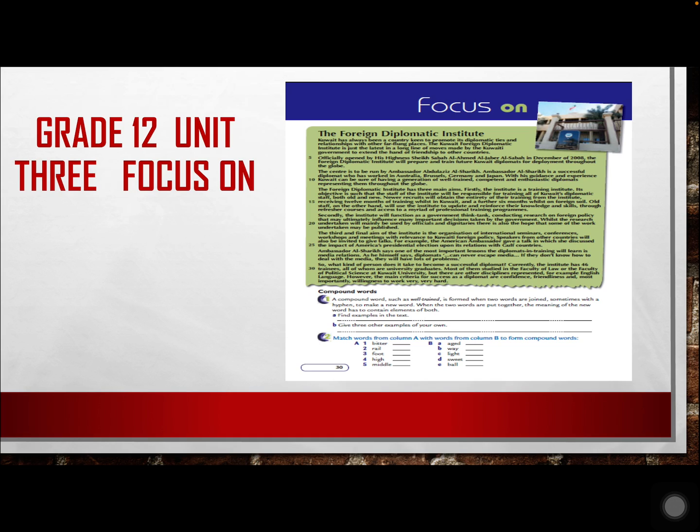Today we focus on the lesson you find in your student's book, page 30. It's grade 12, unit 3, Focus On, and we're going to talk about the Foreign Diplomatic Institute. So let's get started.